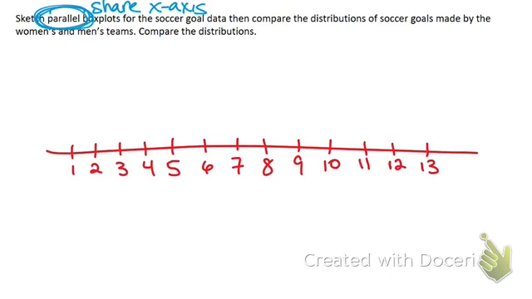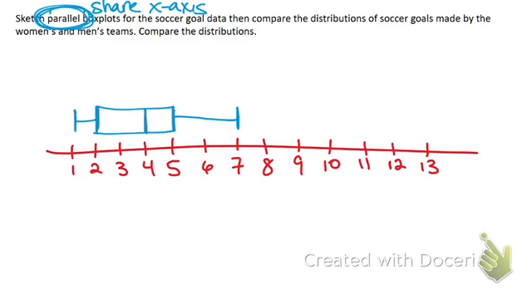What is the men's Q1? 2. What is the men's median? 4. What is the men's Q3? Make that into a box. How low should the lower whisker go? 1. How high should the upper whisker go for the men's data? 7. 7 is the highest non-outlier value in the data. The fence is not used. The fence was just used to identify an outlier.